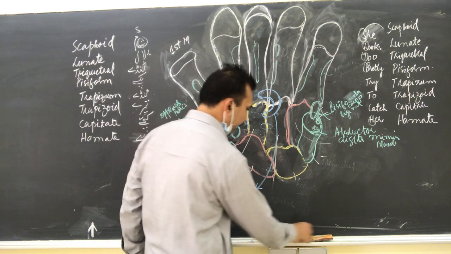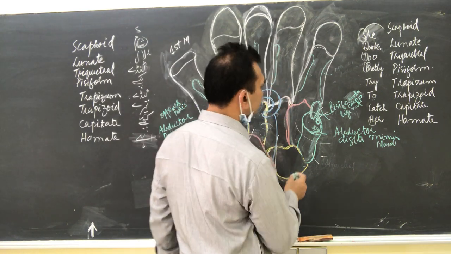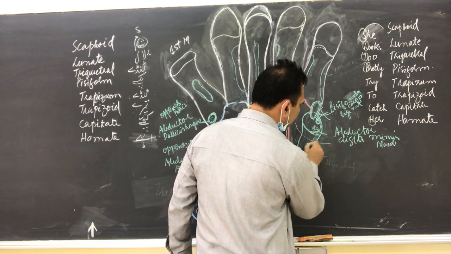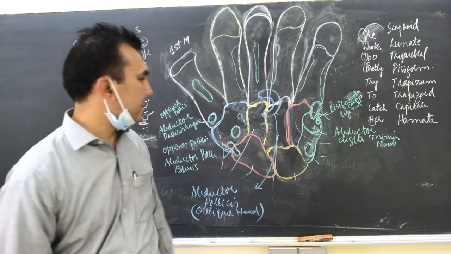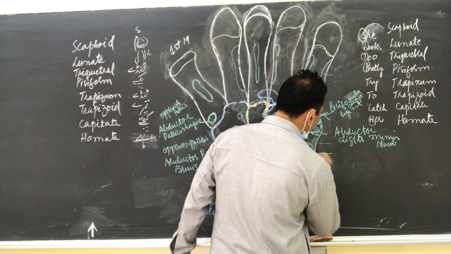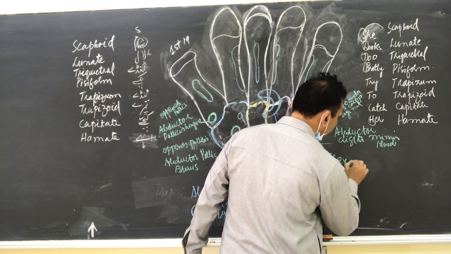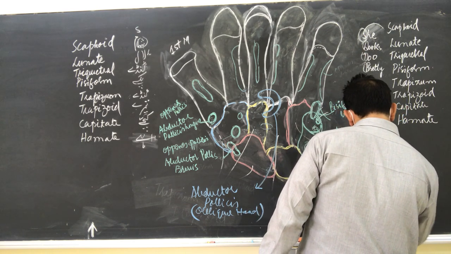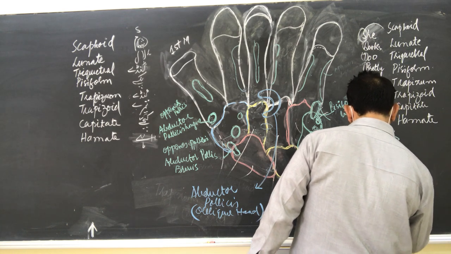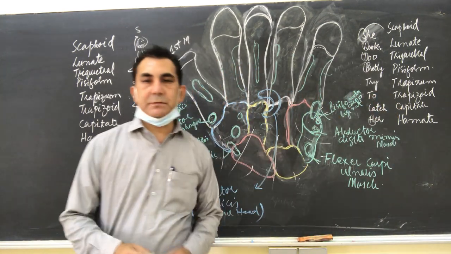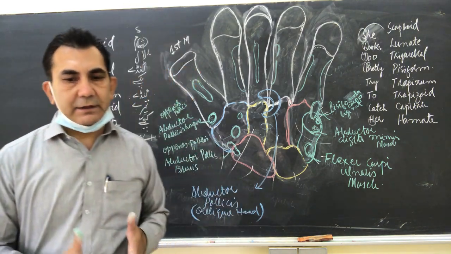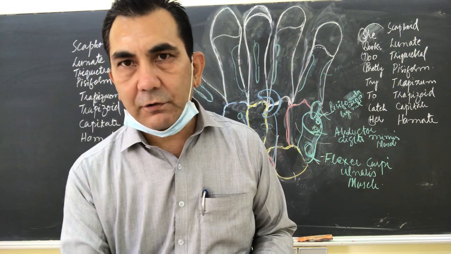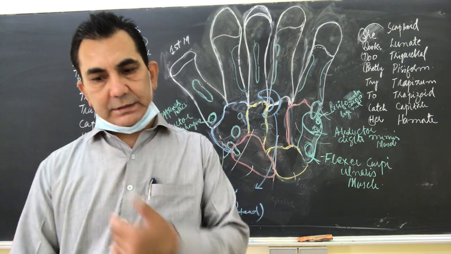So in the lower side of the scaphoid and triquetrum is another area, and this area is for the attachment of the flexor carpi ulnaris muscle, attached over here. This flexor carpi ulnaris muscle is for the flexion of the palms or flexion of the hands.